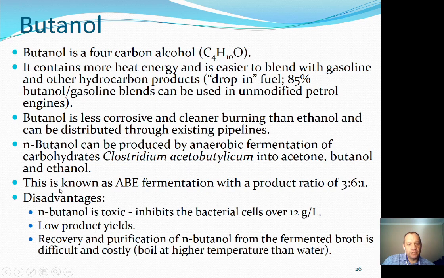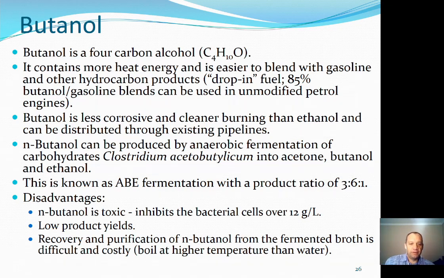The disadvantage of using butanol is that N-butanol is actually toxic, and it inhibits the growth of the bacteria that produces it, and you only get accumulation of about 12 grams per liter of your butanol formed. So this low product yield is a big disadvantage to producing butanol. We consider that with yeast, you can get well over 100 grams per liter ethanol being produced. You'll see this is a relatively low product yield.